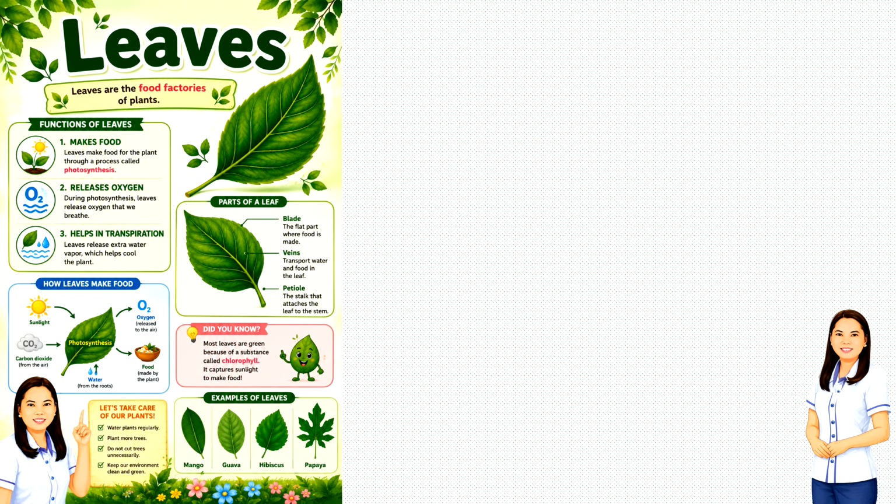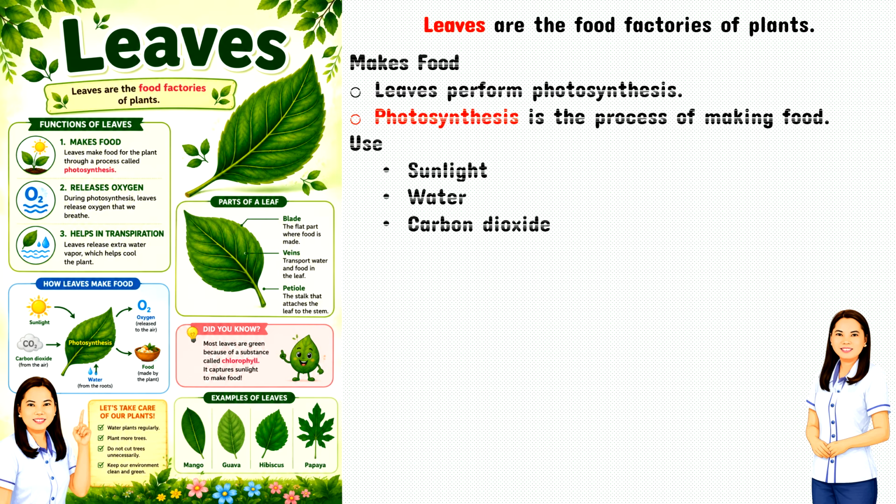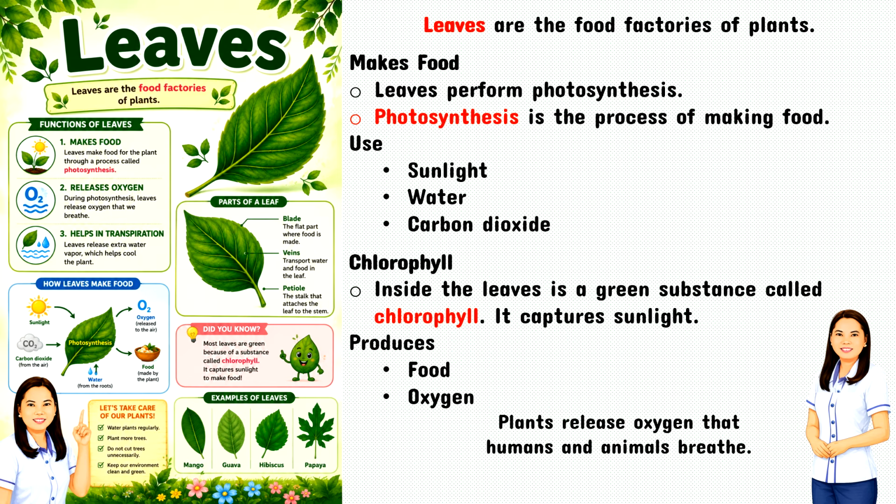Next are the leaves. Leaves are often called the food factories of plants. Why? Because they make food through a process called photosynthesis. Photosynthesis happens when the leaves use sunlight, water, and carbon dioxide. Inside the leaves is a green substance called chlorophyll. Chlorophyll captures sunlight and makes food for the plant. During photosynthesis, the leaves also release oxygen, which humans and animals need to breathe. Leaves are truly amazing because they help both the plant and all living things.